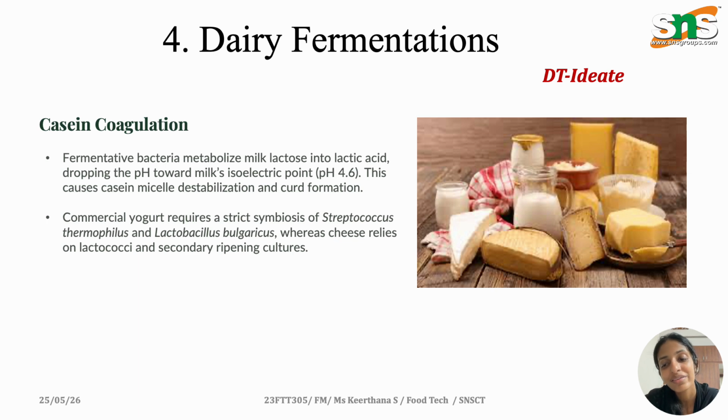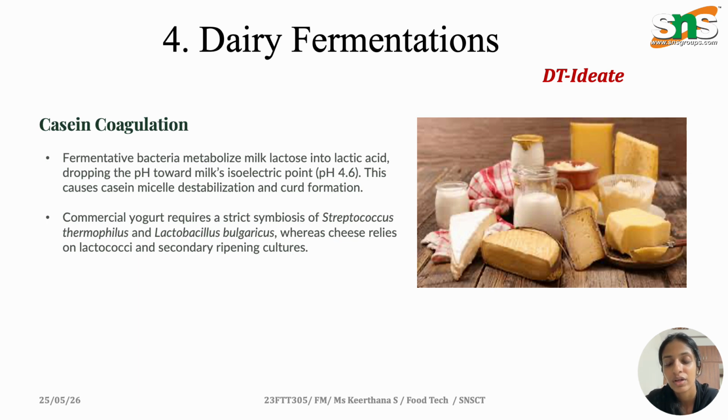In the next slide, we have dairy fermentation. In dairy fermentation, we talk about casein coagulation. The LAB convert lactose into lactic acid, causing the milk to coagulate and form curd. They are also used in yogurt fermentation, cheese production, and pH reduction. The important starter cultures used in dairy fermentation include Streptococcus thermophilus and Lactobacillus bulgaricus, and the major products are yogurt and cheese.